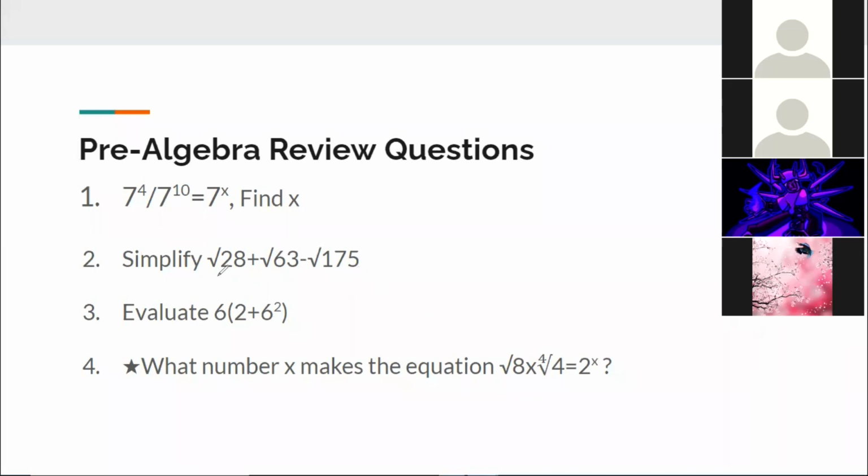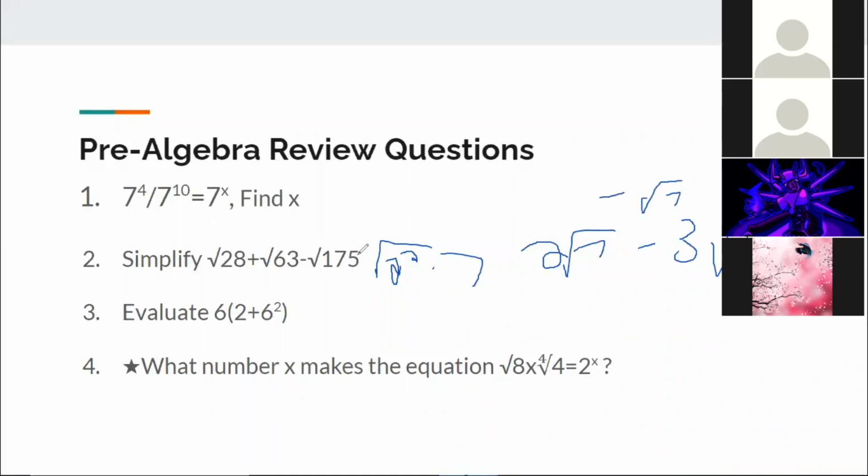For number 2, you want to radicalize them. So square root of 28, you can write that as square root of 2 squared times 7. So you can take out the 2, so it becomes 2 root 7. And then the second one, you can write that as 3 root 7. So minus 3 root 7. Sorry, not 3 root 7. Yeah, 3 root 7, sorry. And so it becomes negative root 7.